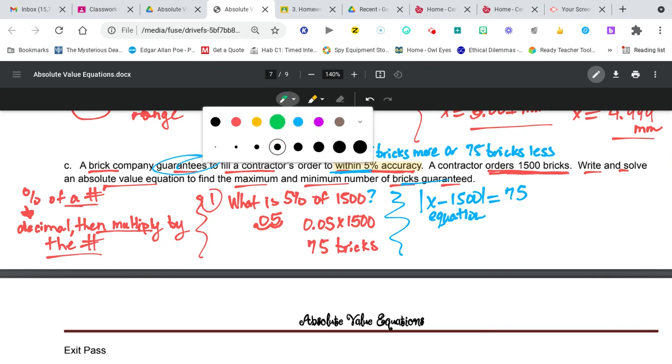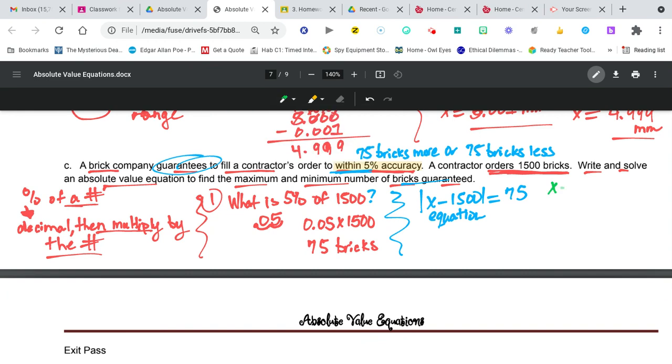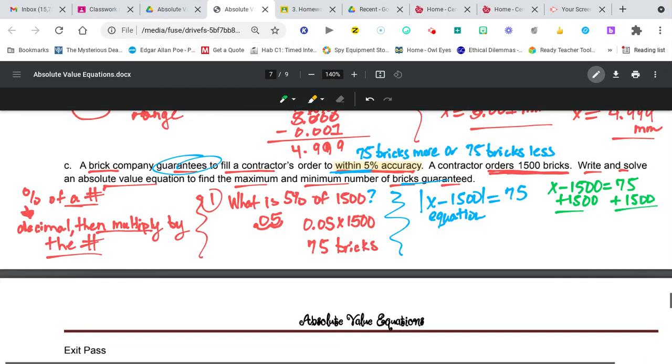Okay. All right, so I'm going to solve it. So you have x minus 1,500 equals 75. And this is going to give me the amount of bricks over, which you should have been able to tell me anyway. If you're 75 bricks over 1,500, you may end up with an order of 1,575 bricks.